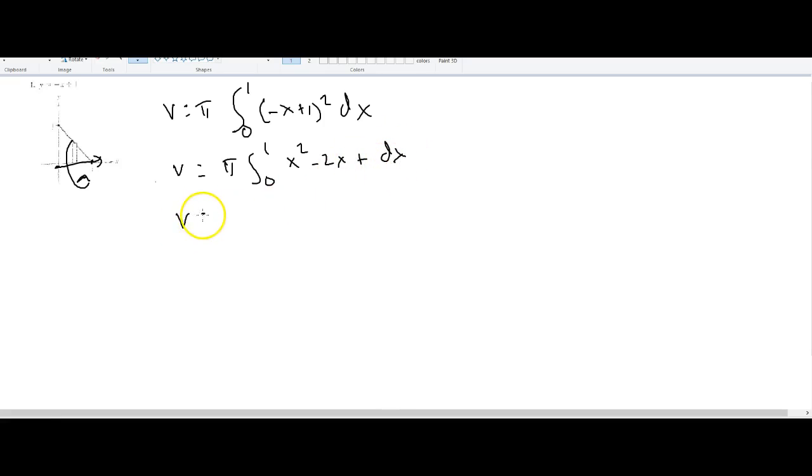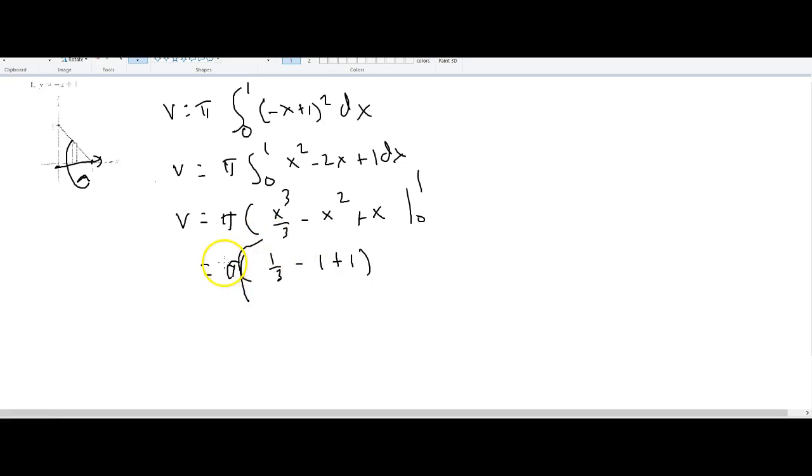So now V equals pi times x to the third over 3 minus x squared plus x, from 0 to 1. I dropped my x here, that's not great. I plug in my 1 and I get pi times 1/3 minus 1 plus 1. That is the world's worst pi. Actually, I had a worse one on the previous page, so I guess that isn't the world's worst pi, but it's pretty close. And then when I do a little bit of work, I get 1/3 pi, and that's the answer to the question.